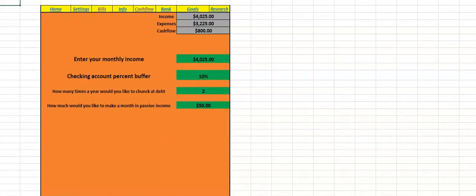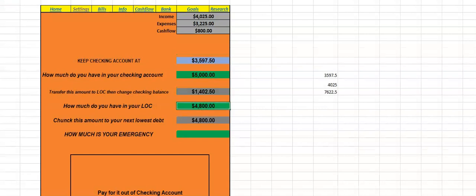Yeah, so once you get to 4,800, it's going to tell you to chunk. So, if people are looking for recommendations on this, it depends on your situation and how much debt you're in and how quickly you want to increase your cash flow.